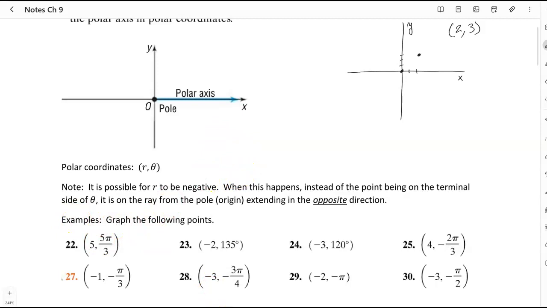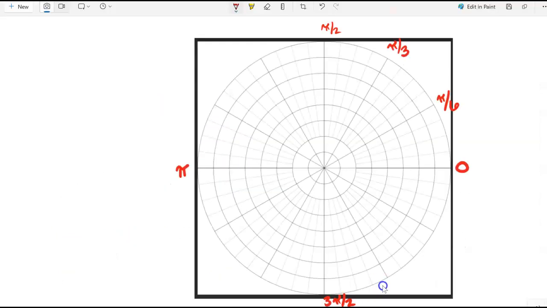Let's start with that first one. I'm going to go back to my coordinate system here. Number 22, we're looking at graphing (5, 5 pi over 3). So I'm going to go through and label the rest of my points here. So I've got pi over 6, 2 pi over 6, 3 pi over 6, 4 pi over 6, 5 pi over 6, 6 pi over 6, 7 pi over 6, 8 pi over 6, 9 pi over 6, 10 pi over 6, and 11 pi over 6.